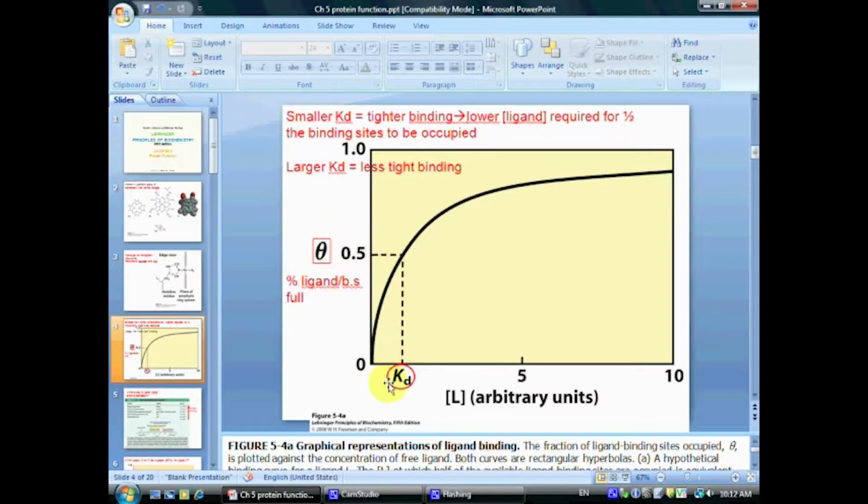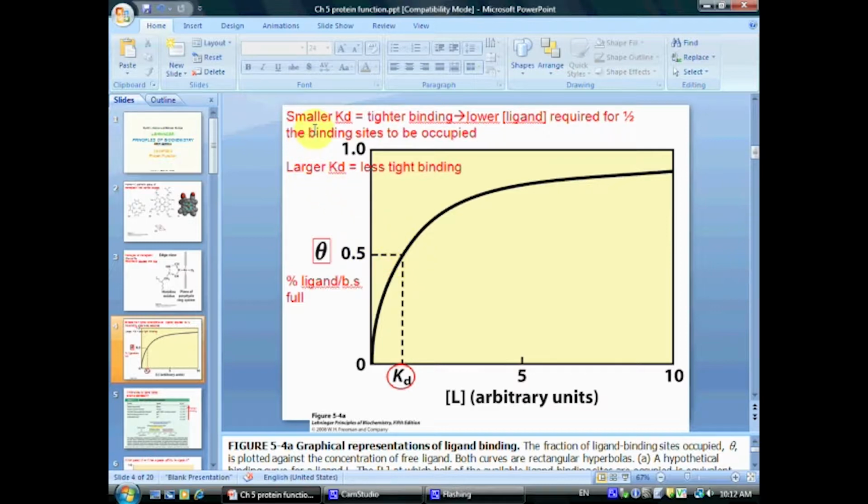We're going to introduce a new term, KD. This is going to be an important term for you guys to know. And so the KD is a concentration of ligand, because it's on the x-axis. So KD is the concentration of ligand when half your binding sites are full. That's one way to define it.